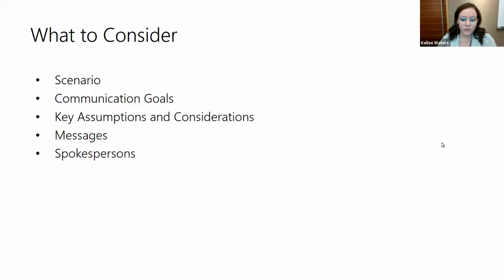And then with your communication goals, you really should list those out. Your communication goals are to prevent illness and injury, but specifically for that hazard, what are your communication goals? And they should be listed out. Your key assumptions. These are things that you want to identify and consider as you're developing a plan, and they should also be changed as the plan evolves.